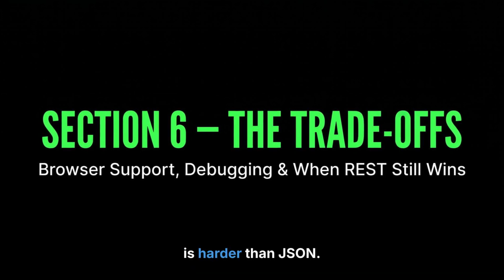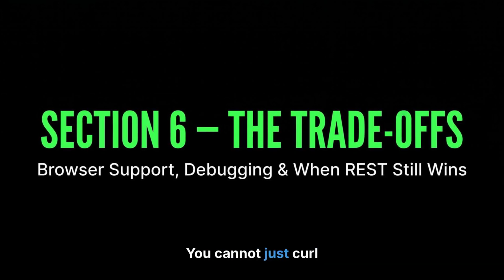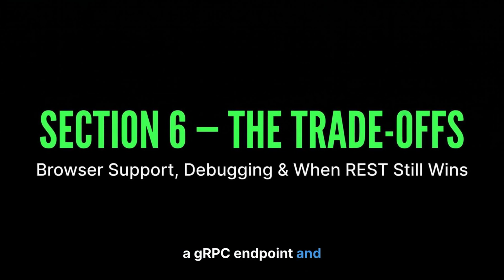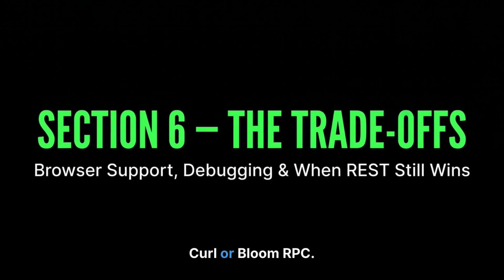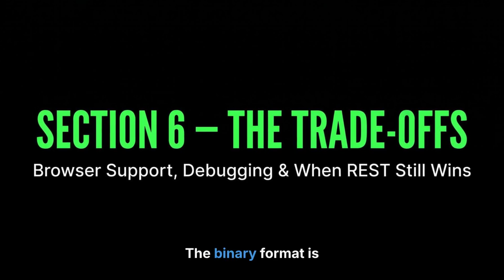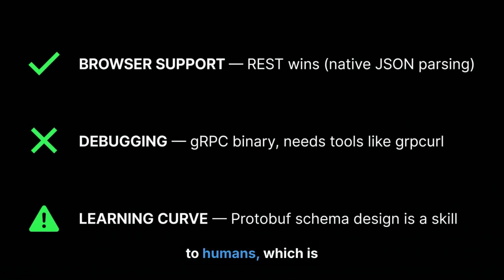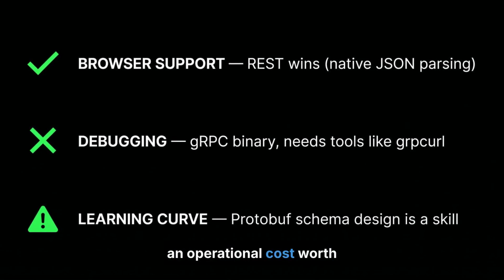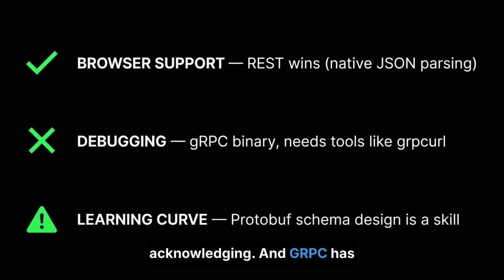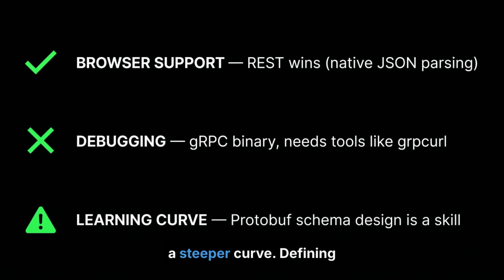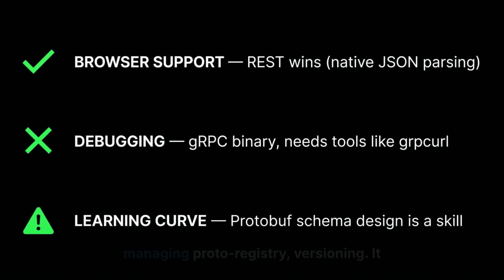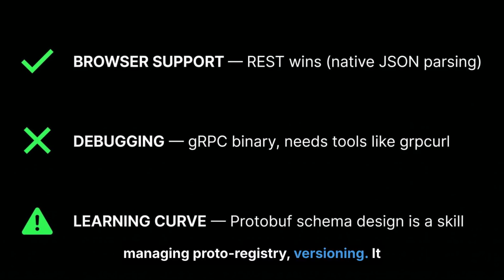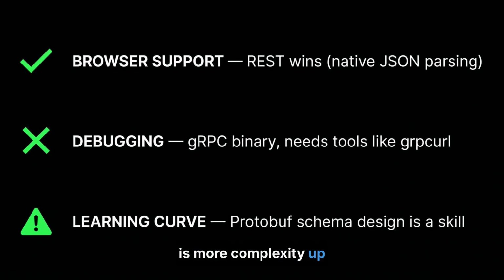Debugging Protobuf is harder than JSON. You cannot just curl a gRPC endpoint and read the response. You need tools like grpcurl or BloomRPC. The binary format is opaque to humans, which is an operational cost worth acknowledging. And gRPC has a steeper learning curve. Defining proto files, running code generation, managing proto registry, and versioning. It is more complexity upfront.